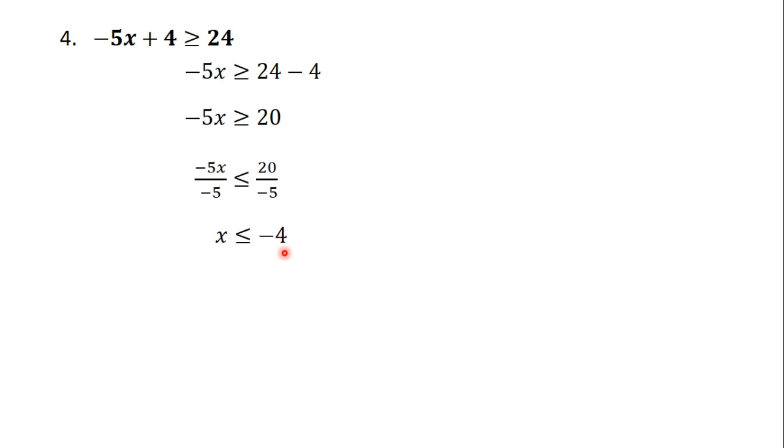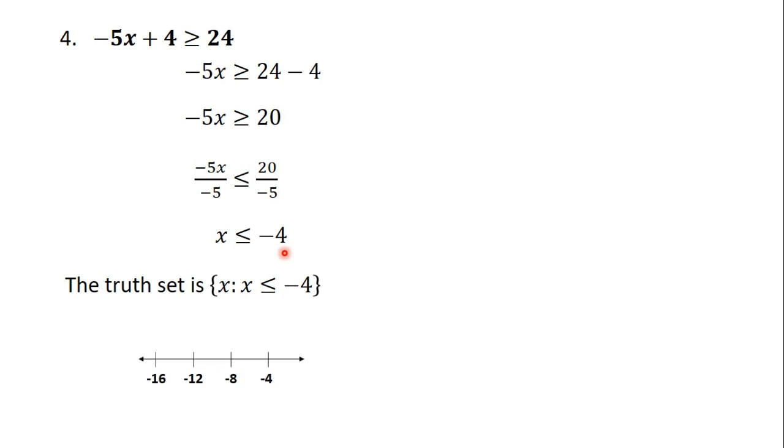The question said we should write the truth set. So the truth set will give us x is such that x is less than or equal to minus 4. It also said we should illustrate our answer on a number line. So you draw a simple number line. I'm beginning from minus 16, minus 12, minus 8, minus 4. You just draw a simple number line, but make sure that your answer is on the number line.